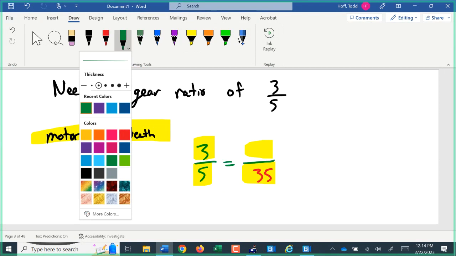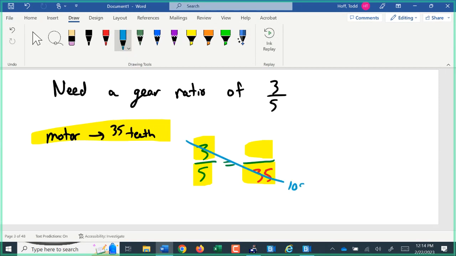And then we'll go ahead and cross multiply and divide to find the missing number. 3 times 35 is 105, divided by 5 is 21. So there has to be 21 teeth on that other gear to preserve that gear ratio.